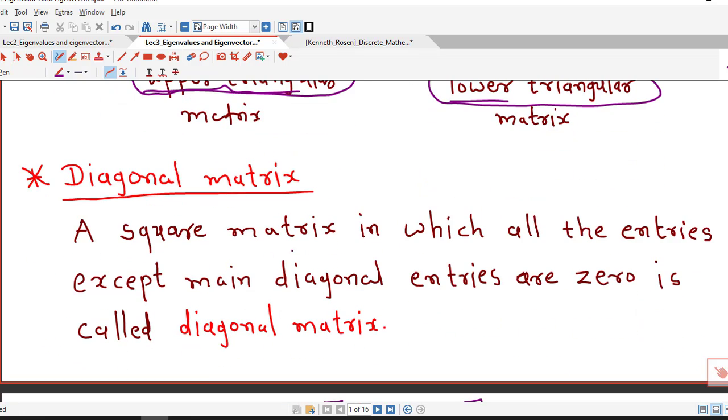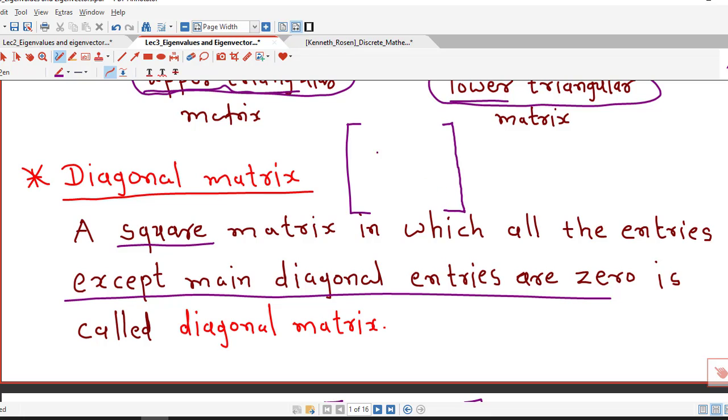And you are familiar with diagonal matrices also. We just revise. A diagonal matrix is a square matrix in which all the entries except the main diagonal entries are 0. So it is like this. Suppose we consider a 3 by 3 square matrix, and if this is the diagonal of the 3 by 3 square matrix, then all the entries except this diagonal must be 0. Diagonal entries can be 0 or non-zero. We don't have to worry about diagonal entries. But if all the entries except main diagonal entries are 0, then the square matrix is called a diagonal matrix.